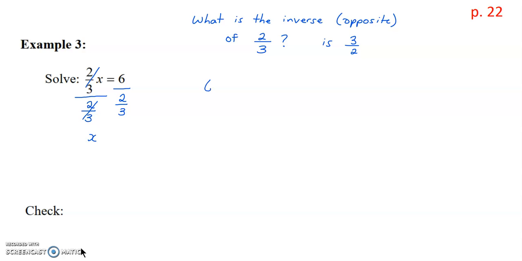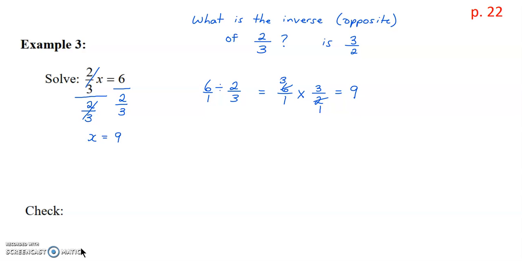On the other side, we'll have to do this work on the side. 6 divided by 2/3 means that I have to put 6 over 1. And then because it's a division of fractions question, I have to flip: 6 over 1 times the reciprocal, which is 3 over 2. And then I can cross reduce. I can divide by 2 and divide by 2, getting the result of 9. x is equal to 9.